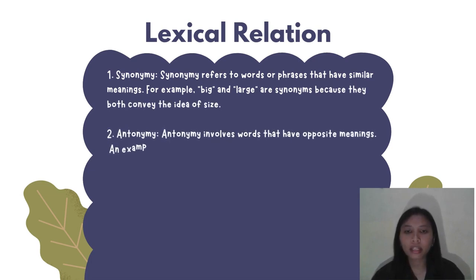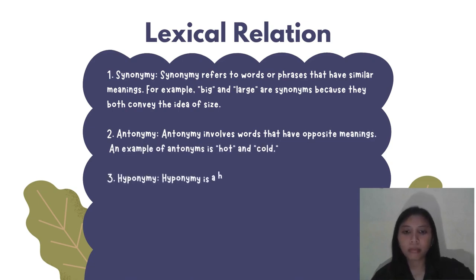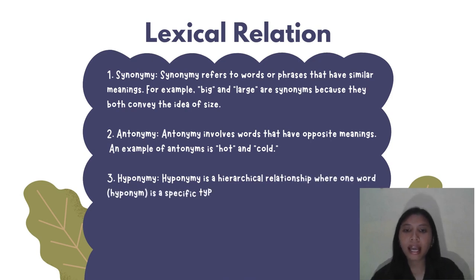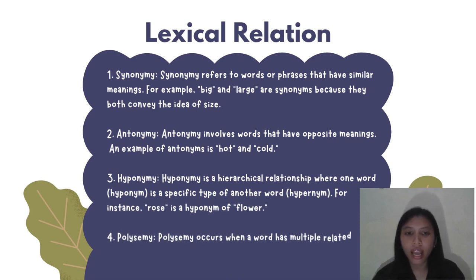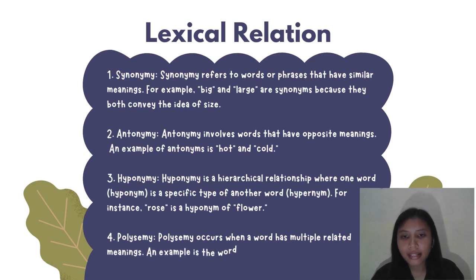Number 2, antonymy. Antonymy involves words that have opposite meanings. An example of antonyms is hot and cold. Number 3, hyponymy. Hyponymy is a hierarchical relationship where one word, or hyponym, is a specific type of another word, or hypernym. For instance, rose is a hyponym of flower.